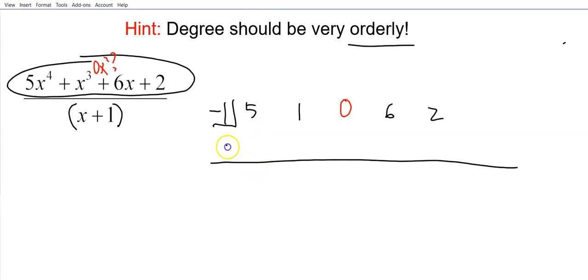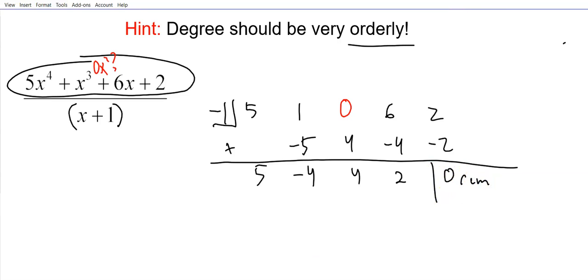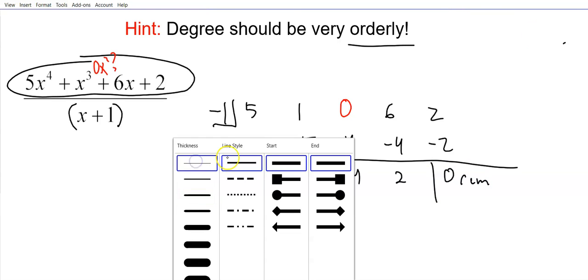So you add it up vertically. We're adding vertically. 5 plus nothing is 5. -1 times 5 is -5. 1 and -5 is -4. That's a positive 4. Add it up. 4, that's -4. I get positive 2. I get -2. I get 0. Remainder. Which means I found a factor.